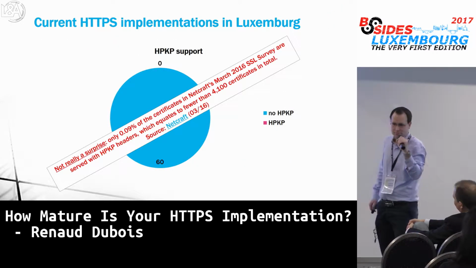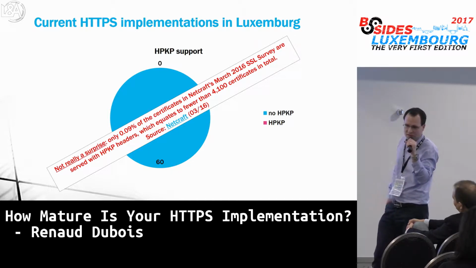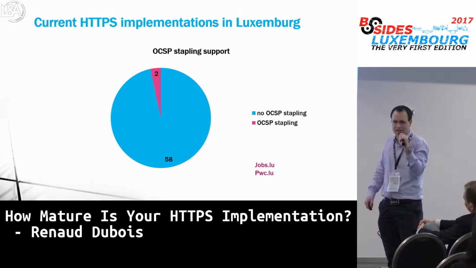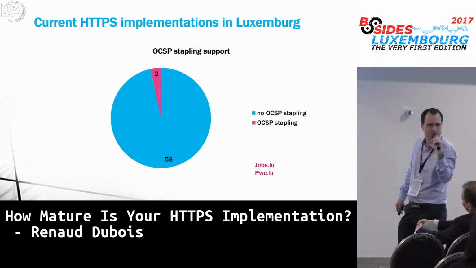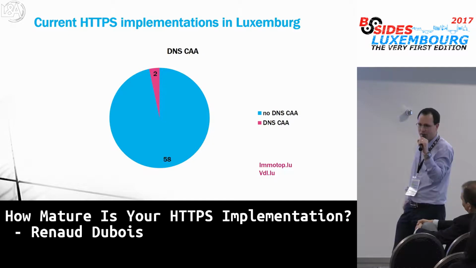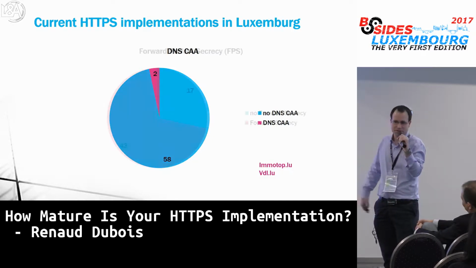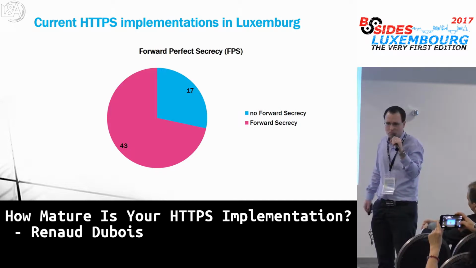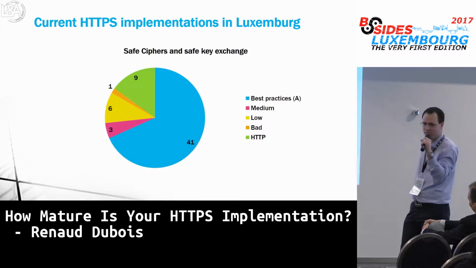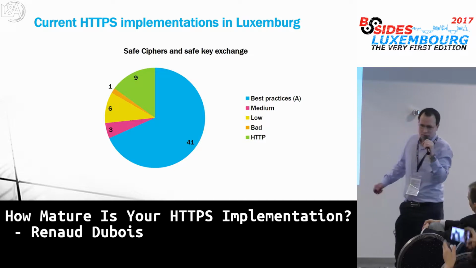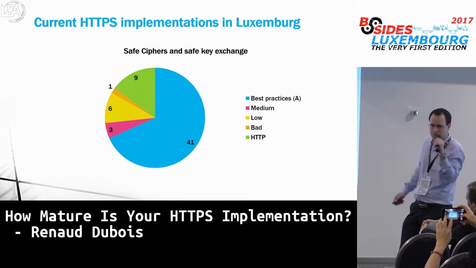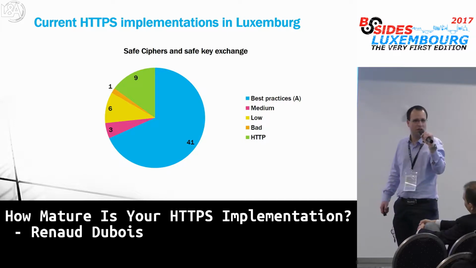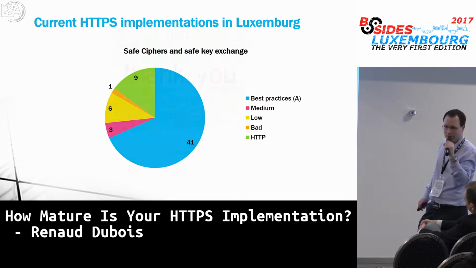HPKP, nobody. It's extremely not used. OCSP stapling, 2 websites. DNS CAA, 2 websites. PFS, 43. For the different algorithms, some are using good implementations, some are still using SSL version 2 or version 3.